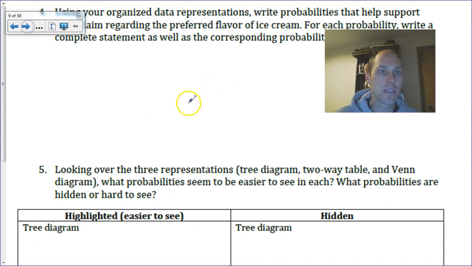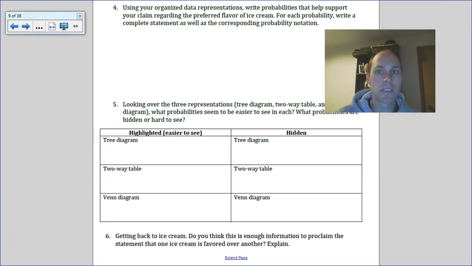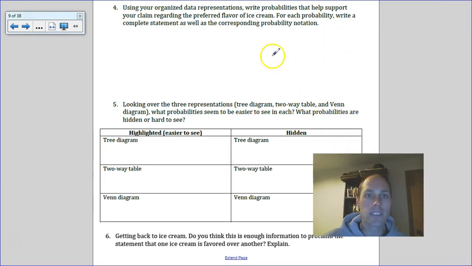So what we need to do on the next page is look at that organized data and write probabilities that help support our claim regarding the preferred flavor of ice cream. So for each probability, write a complete statement as well as corresponding probability notation. So we can say the probability of choosing vanilla is, or the probability of choosing vanilla given that it's a female. And we can list all those out.